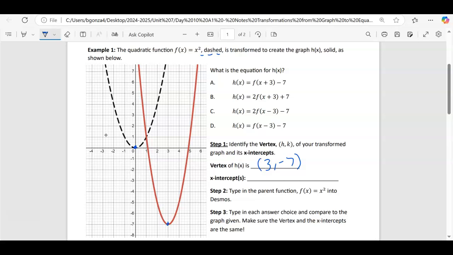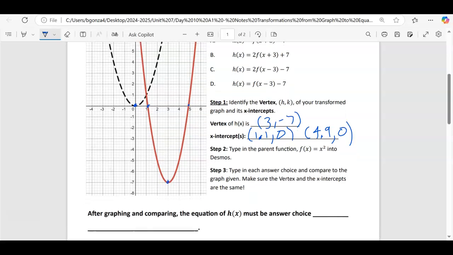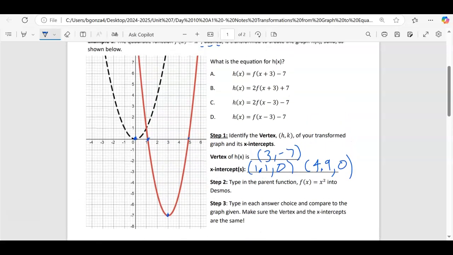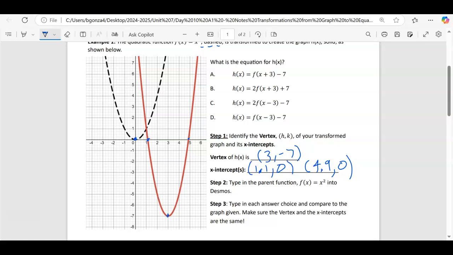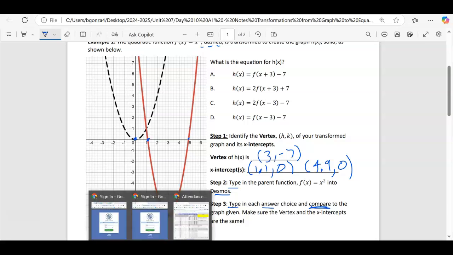So the x-intercepts are a little bit after 1. So it's like 1.1 comma 0, and then like 4.9 comma 0. Okay. Type in the parent function into Desmos, type in each answer choice, and compare the graph given. Okay. So again, if you just type it into Desmos, and then type the answers, and then compare. This is a type and compare situation. So let's give it a shot here.